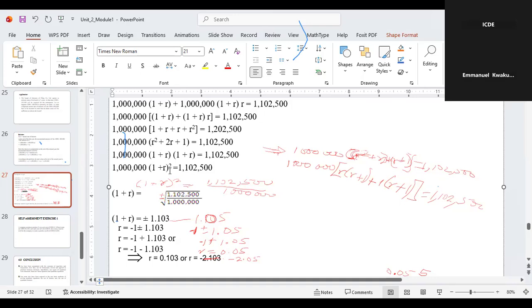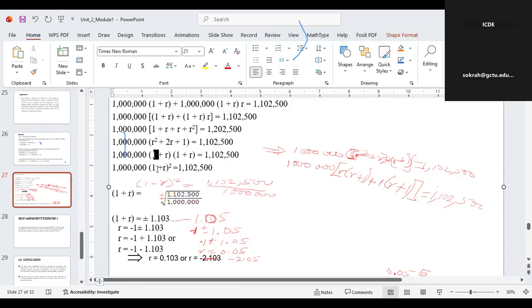Yes, sir. Okay. So this is equal to the figure that the question gave us. And don't forget, in all that we are trying to do, it's just a matter of trying to make R the subject. That's the rate. That's what we are looking for. That's why we are worrying ourselves. So at this stage, we want to make R the subject.